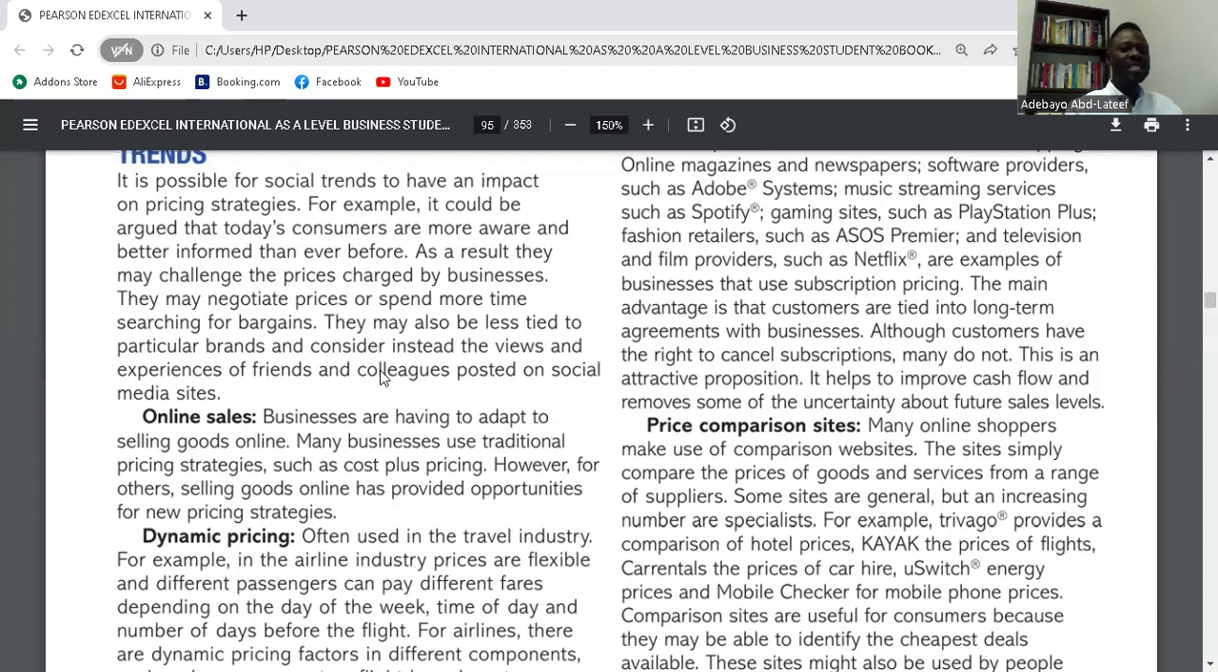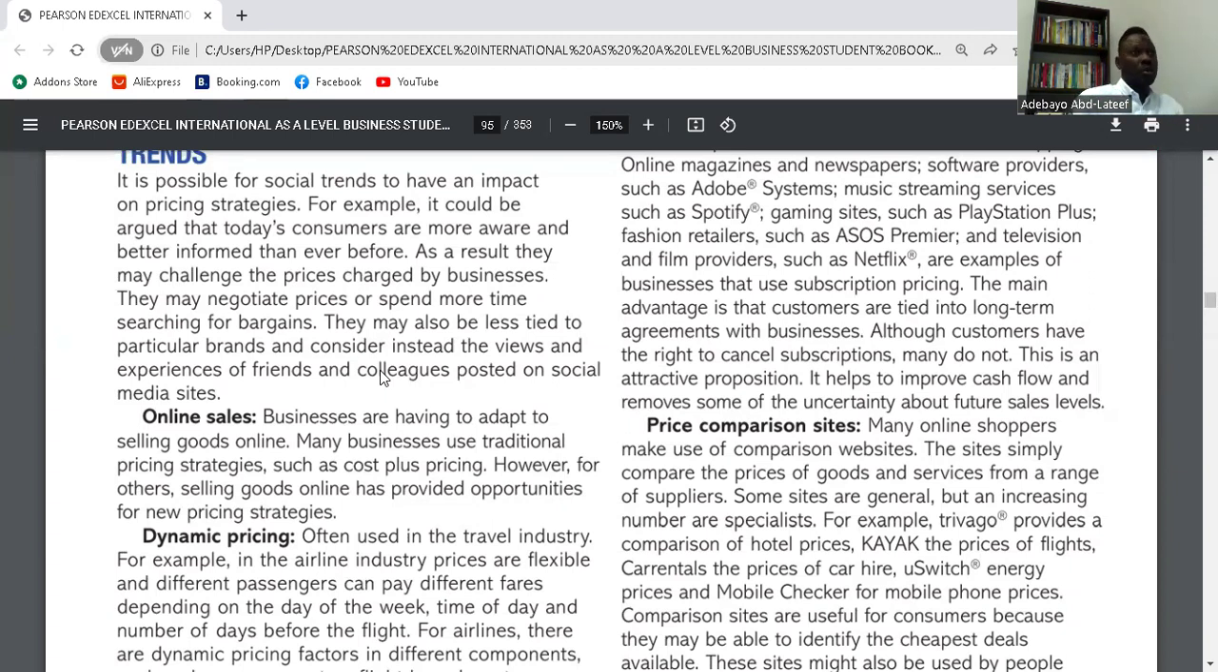So, what are the things businesses could do? Online sales. Businesses now have to adapt to selling goods online. Many businesses are using traditional pricing strategies such as cost plus pricing. However, for others, selling goods online has provided opportunity for a new pricing strategy. So, why do we talk about online here? We're talking about online here because it becomes cheaper for the business to sell online than selling traditionally. Because with traditional selling, you might have to pay for rent, you might have to pay for a lot of things. But selling online reduces this cost.